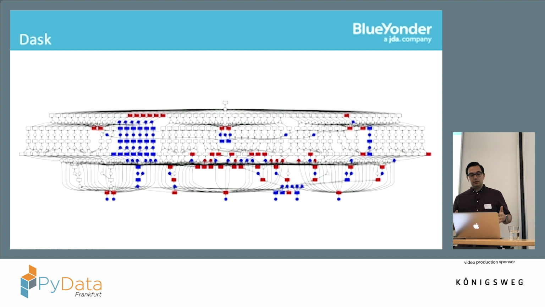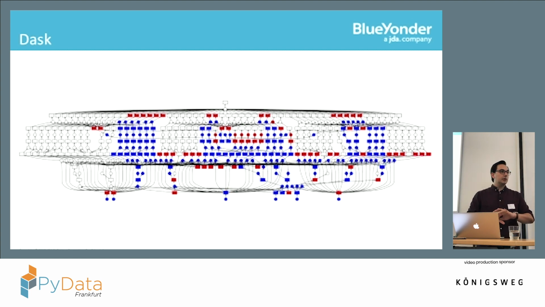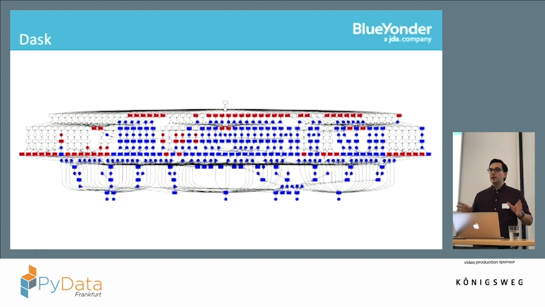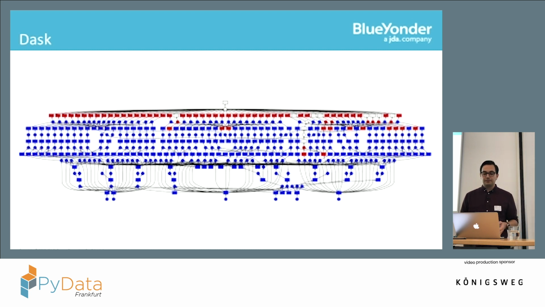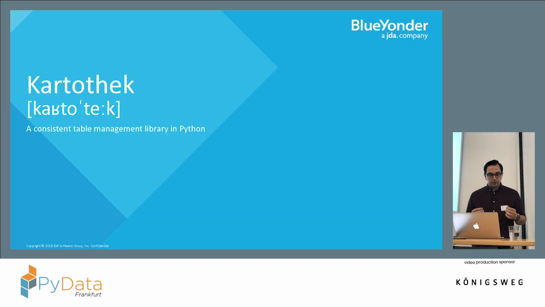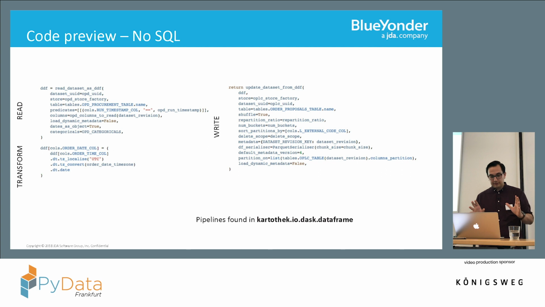So with that in mind, we have these task graphs, and based on these task graphs, what can we do with it? We built Kartothek, which is a consistent table management library in Python. So in a nutshell, if we take a very brief look at what this will look like, we don't have SQL. We work in Python, and this is about as complicated as it can get because I'm using the full barrage of features we have.